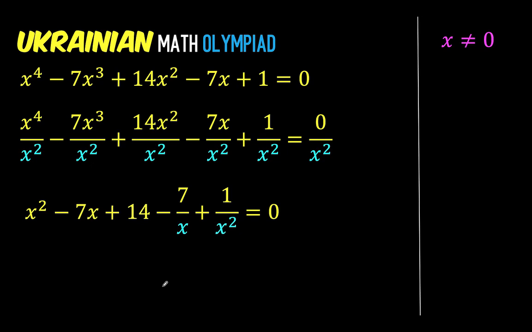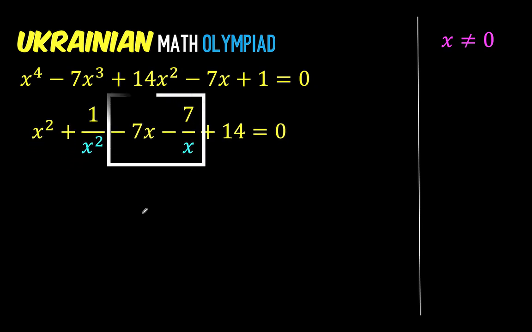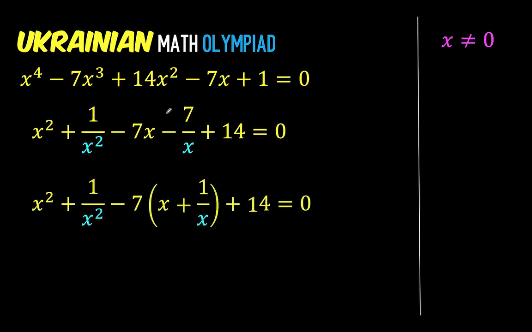Before that, let's rearrange the terms so that those terms with x squared are together, and those terms with variable x are also together. Notice also that there's a common factor of 7 here. So let's perform all the simplification that is possible first. Factoring out negative 7 in these boxed terms, this is the result. If you distribute this negative 7 to this binomial, you will go back to the original equation. So we have this term x plus 1 over x.